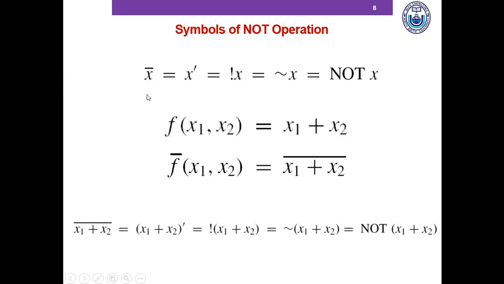So these are the commonly used symbols of NOT operation: a bar or a prime or an exclamation point or a tilde, or just writing it out like NOT x. So these are some examples of NOT operation used in more complicated logic expressions.